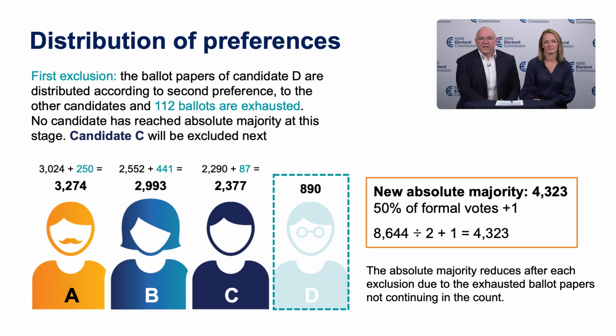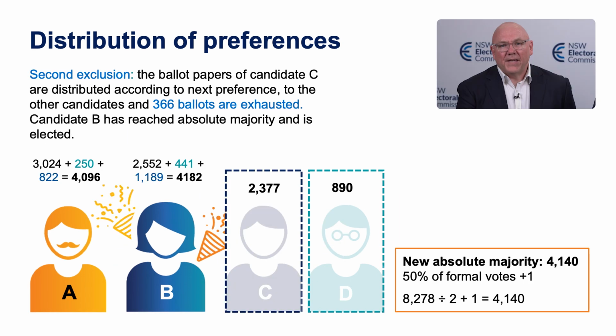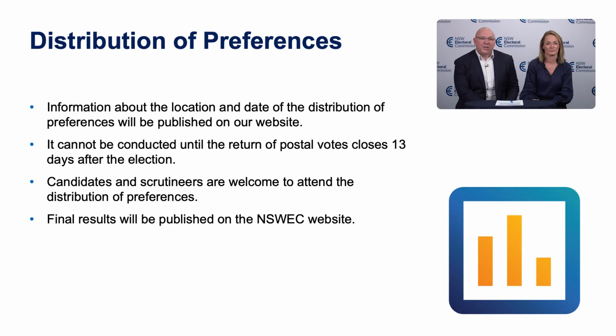The absolute majority is recalculated after every candidate is excluded. In this example, following the first exclusion, candidate A is ahead of candidate B and C, but candidate A still does not have an absolute majority. Candidate C has the least votes and will be the next candidate to be excluded. The absolute majority is recalculated again. Following this exclusion, candidate B has reached the absolute majority and is ahead of candidate A. Candidate B is elected.